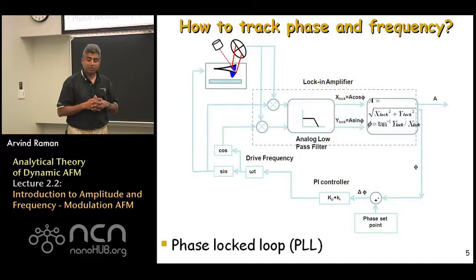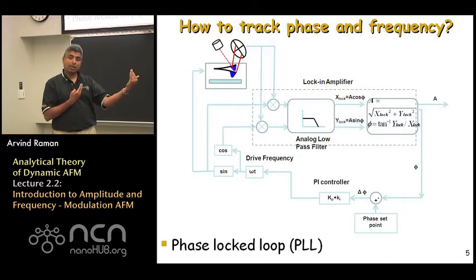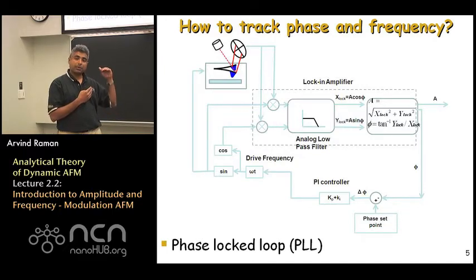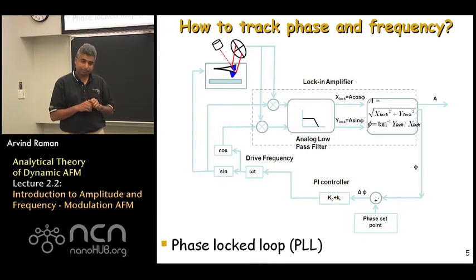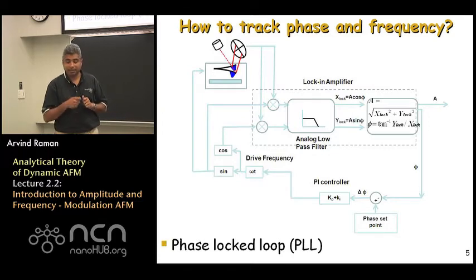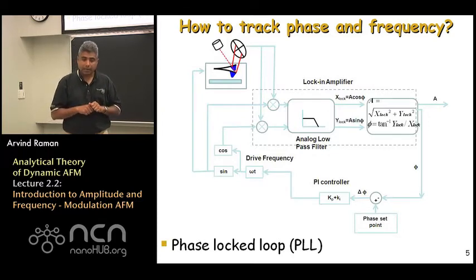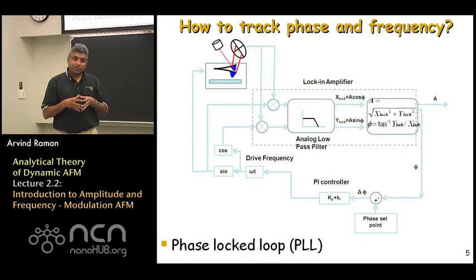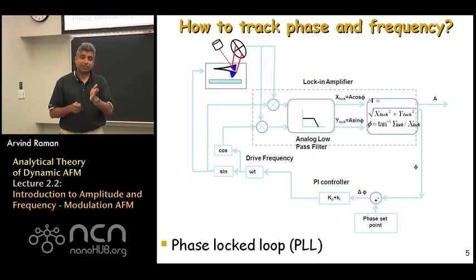What would happen in a phase-locked loop is we would go through the same lock-in amplifier that I showed you before that would spit out the amplitude and phase of response relative to a reference signal, which is the signal exciting the cantilever. However, when we're using a phase-locked loop, what we typically want to do is to change the drive frequency omega so that the response always remains at a fixed value of phase, typically 90 degrees.